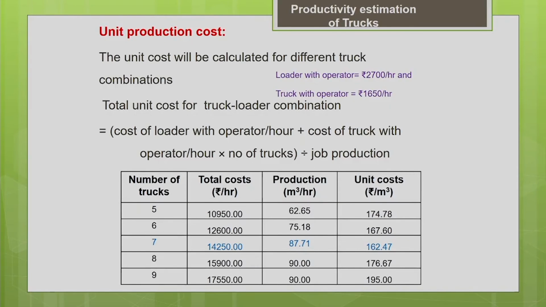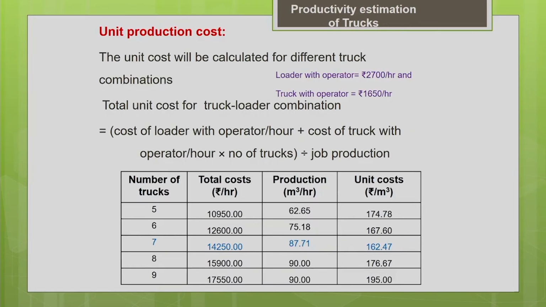Now, let us work out the economics, because most of the decisions are based upon the economics. People are more concerned about the unit production cost associated with the machine. So, whichever combination gives you lesser unit production cost, we will advise that combination. Okay. So, that is how we are supposed to follow. The unit cost here will be calculated for the different combinations. So, how to calculate the total unit cost for the truck loader combination?